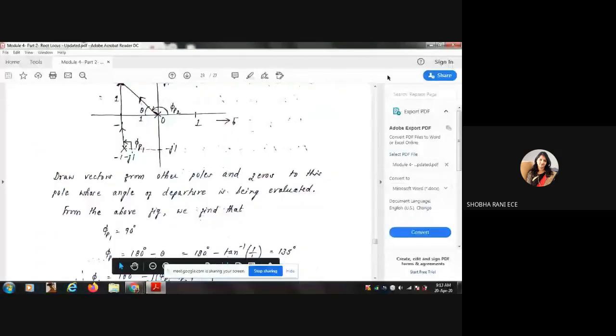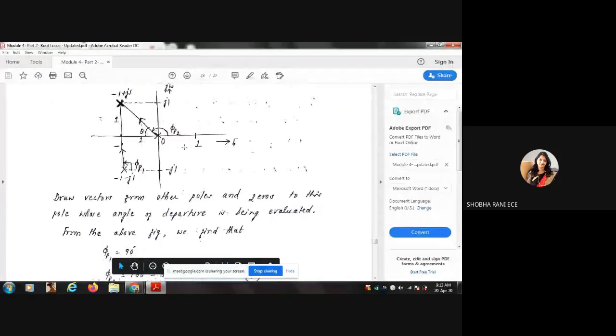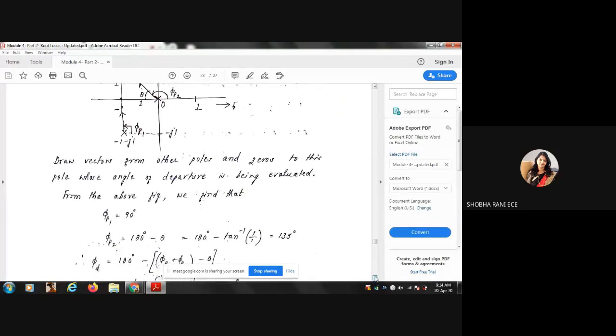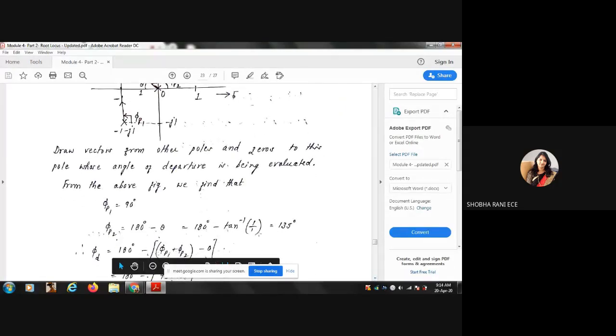Just show the diagram, okay. So this angle is 180. Phi2 is 180 minus theta. But what is this theta? Theta is nothing but tan inverse of opposite side by adjacent side. So what is the magnitude of the opposite side? Magnitude of the opposite side is 1. Magnitude of the adjacent side is 1. So theta is nothing but tan inverse of 1 by 1, which is 45 degree. So phi2 is nothing but 180 degree minus 45 degree, which is 135 degree.